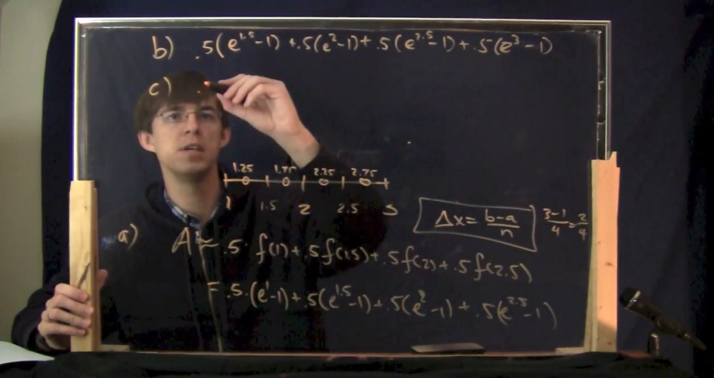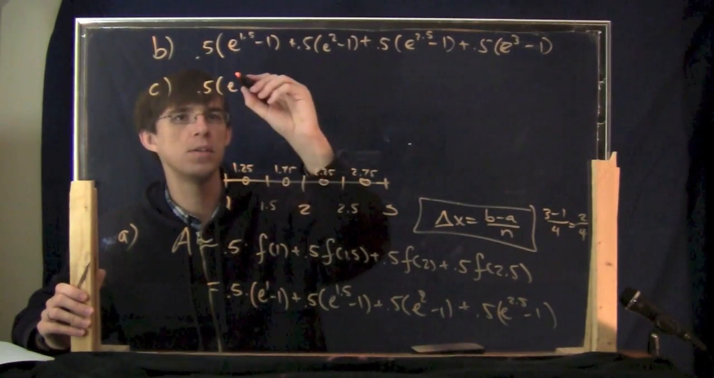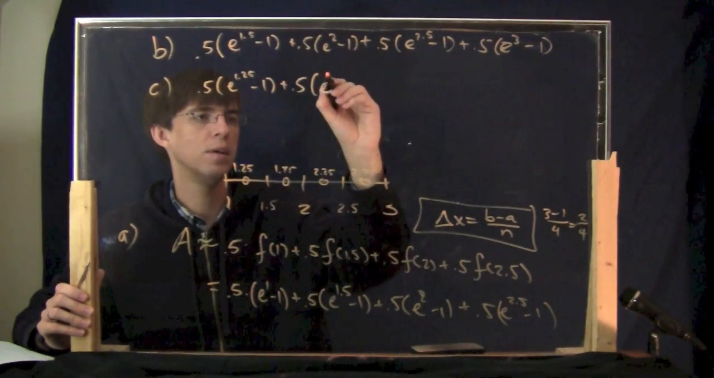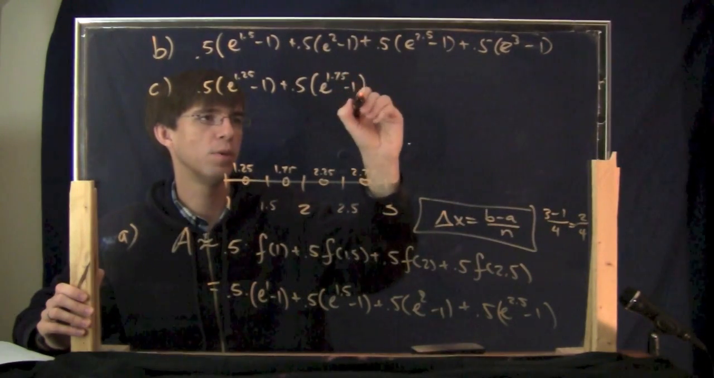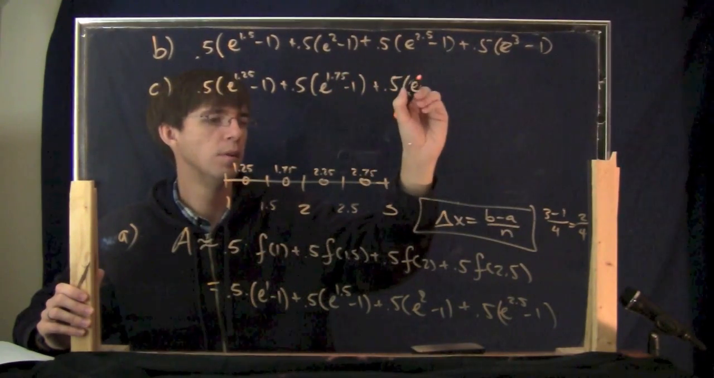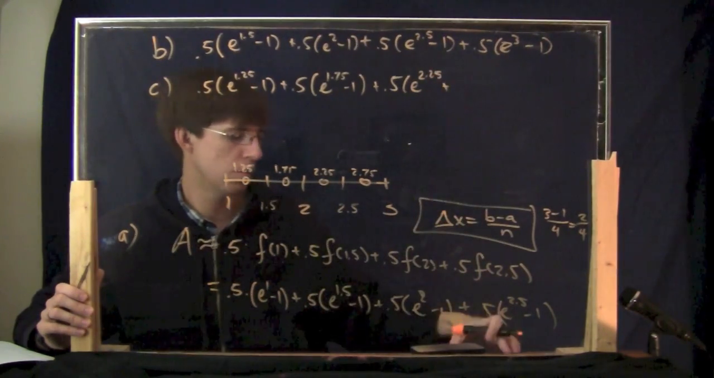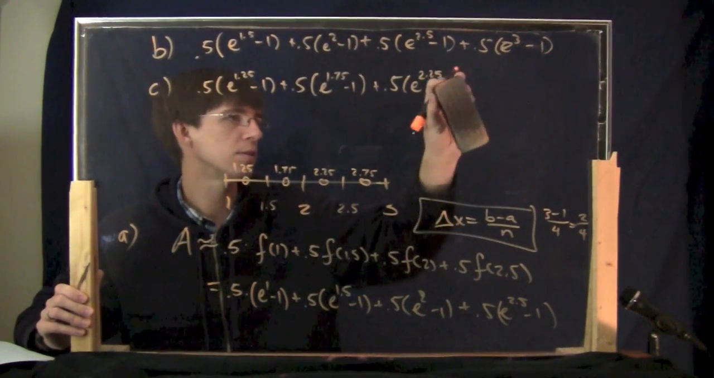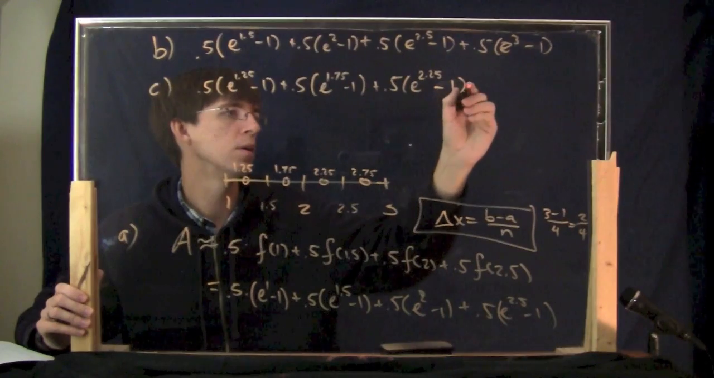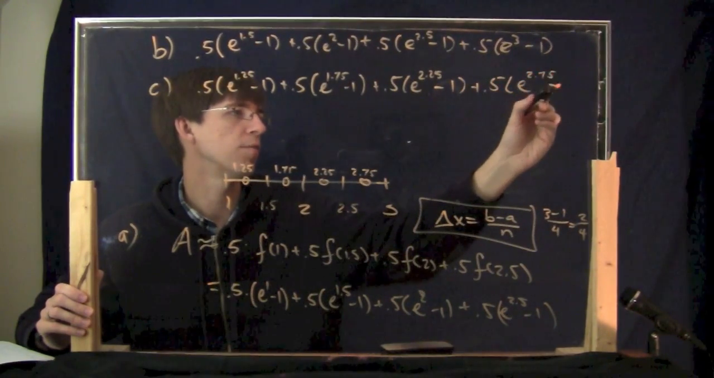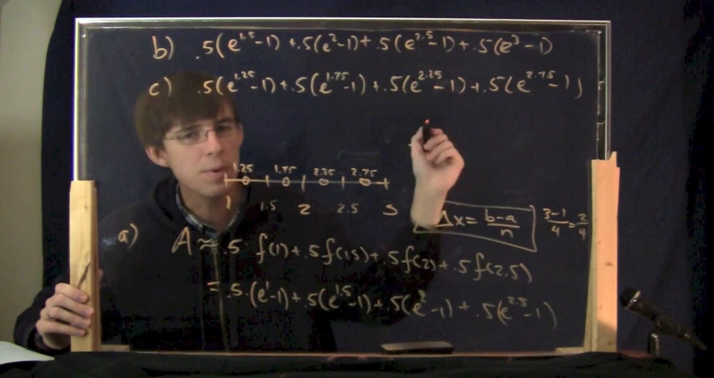So my answer for part C is 0.5 e to the 1.25 minus 1 plus 0.5 e to the 1.75 minus 1 plus 0.5 e to the 2.25 minus 1, plus 0.5 e to the 2.75 minus 1. That's how we do it.